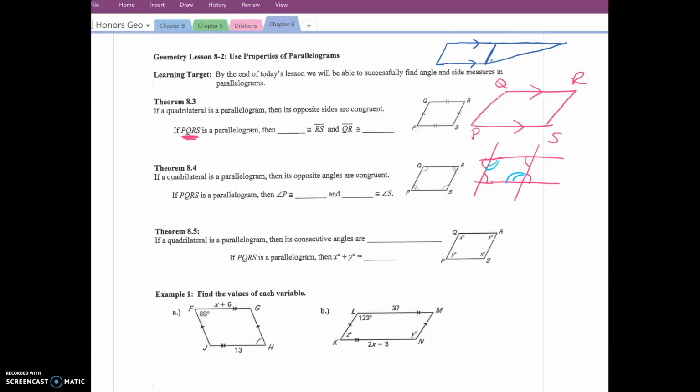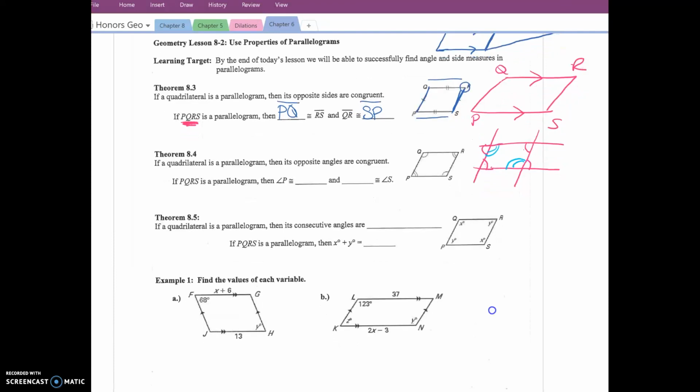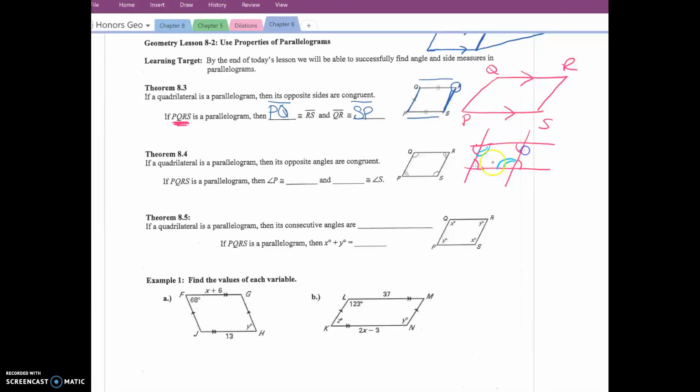The congruent sides here would be RS. And notice it starts with R, which is acute, so PQ are the corresponding angles, and that's the congruent side. Same thing, QR is going to be parallel and congruent to SP. The second property, we already talked about this, the opposite angles have to be congruent. So angle P is congruent to angle R, and angle S is congruent to angle Q.